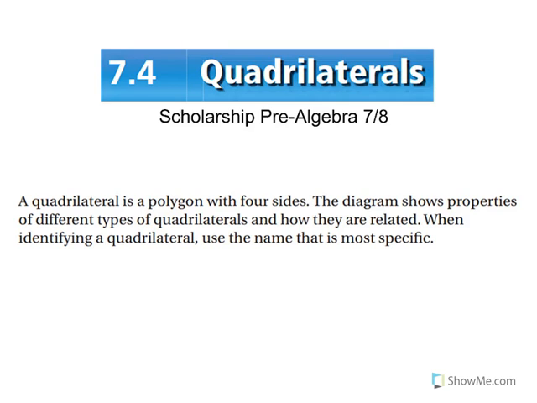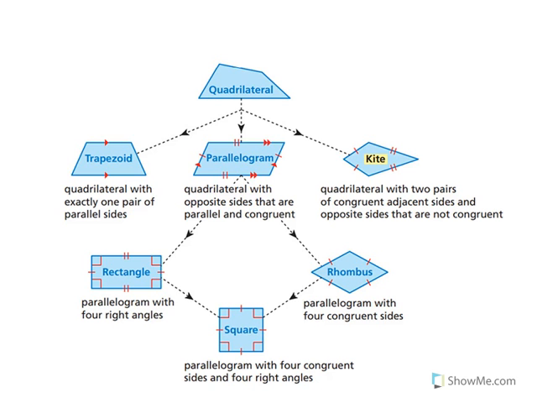The diagram, which I'll show you here in a moment, shows properties of different types of quadrilaterals and how they are related. When identifying quadrilaterals, use the name that is most specific. So we talked about that earlier with the triangles, how you could call it an acute triangle, but if all three angles are 60 degrees and they're the same, then it's more specifically an equiangular. This is very true with quadrilaterals, even more so, to be honest with you. Let's take a look at this.